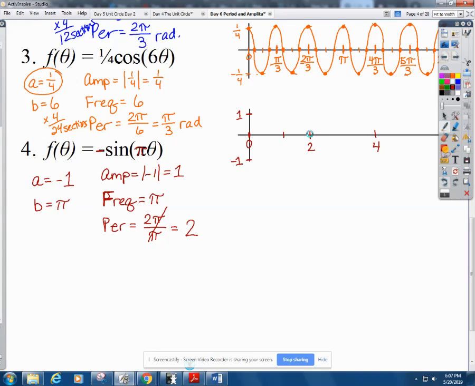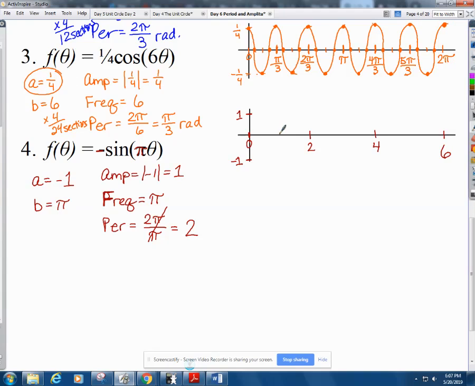So I cut this in half, and I didn't do a very good job. So I'm going to cut this in half and then cut it in half again. Maybe that's a little better. Cut it in half and in half. Cut this in half again. Cut it in half again.